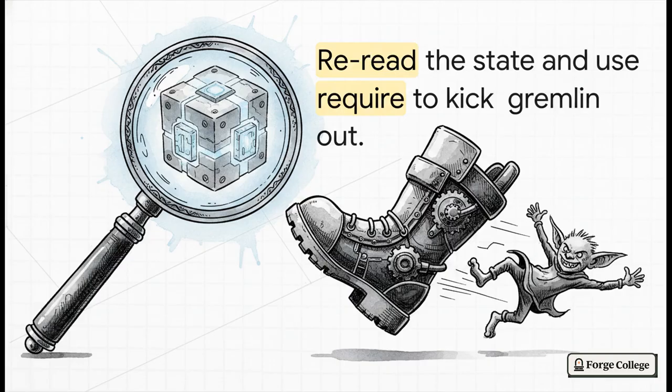You basically just reread the authoritative state right after the external call and use a require statement, just like the one you see here, to ensure it perfectly matches the before state. If it doesn't match, boom, you revert the entire transaction and kick that gremlin right out.